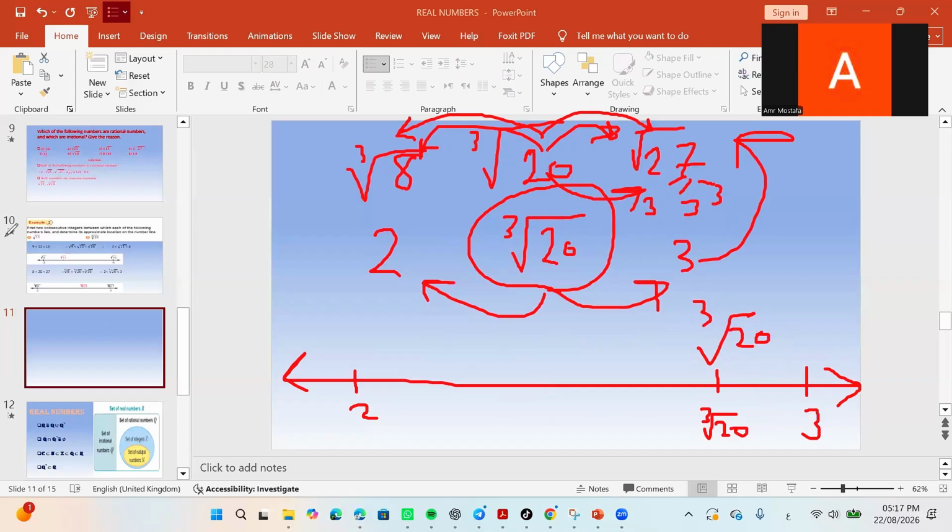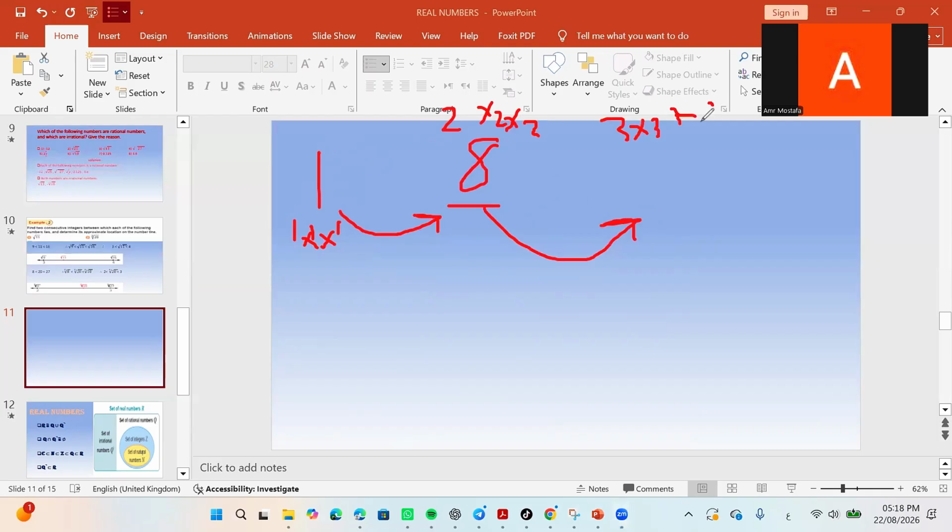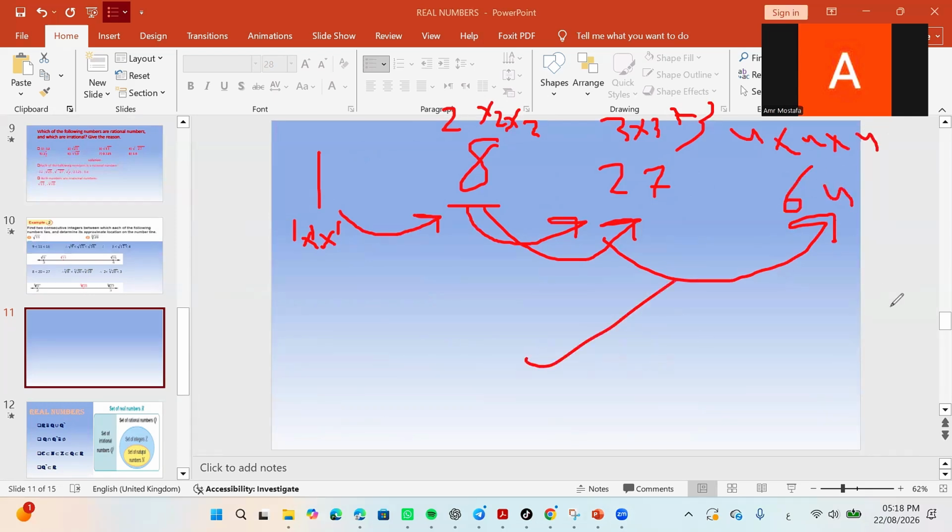Okay, how do I know the perfect cube? Firstly, 1 is a perfect cube because 1 times 1 times 1 equals 1. 2 times 2 times 2 equals 8, so the next perfect cube number is 8. The next, 3 by 3 by 3, is 27, so the next perfect cube number is 27. The next, 4 by 4 by 4, equals 64, and so on. Okay?